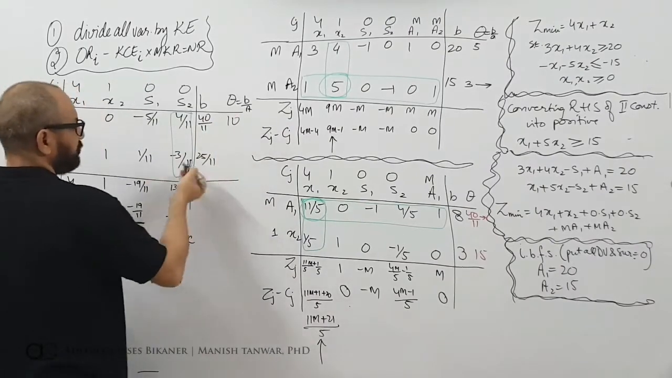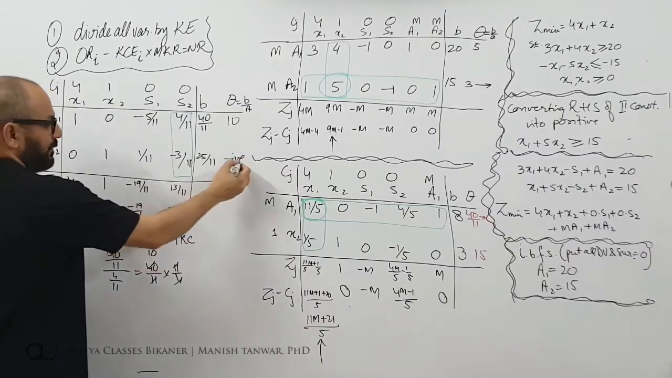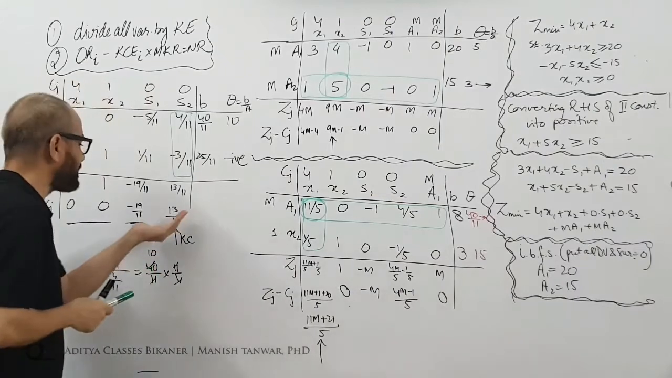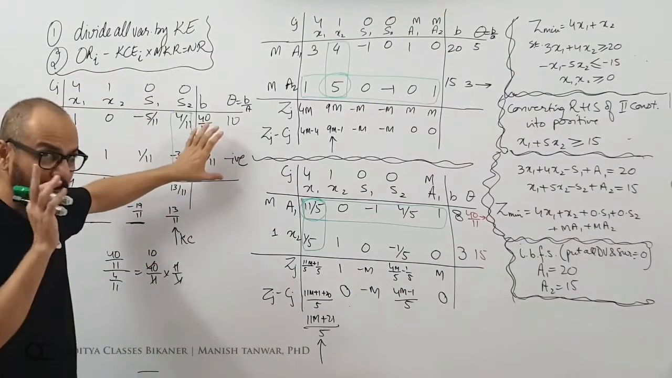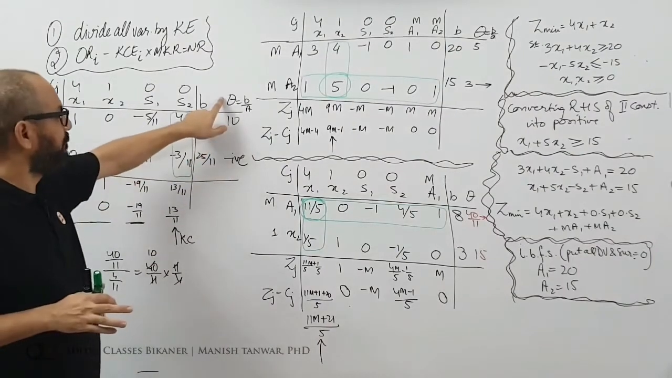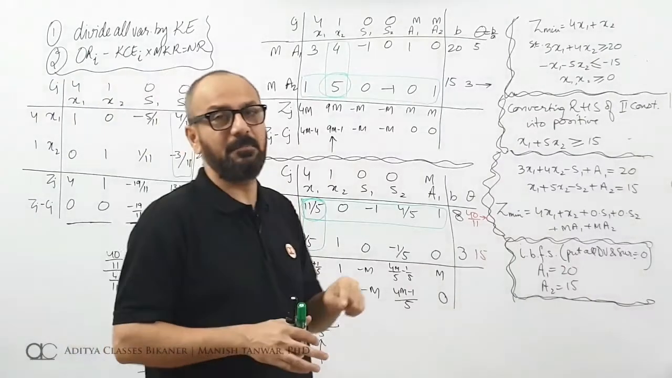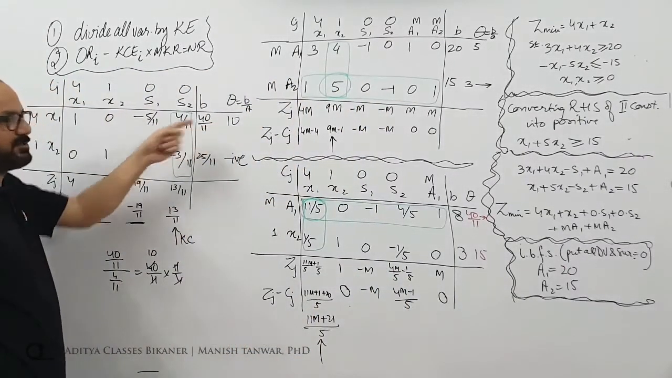This one will be something negative because this is negative. So we do not consider negatives in theta. We take the maximum positive from net evaluation row and we take minimum positive from theta. We do not take minimum value, we take minimum positive value. So this is negative, so we are rejecting it. Minimum positive would be 10.